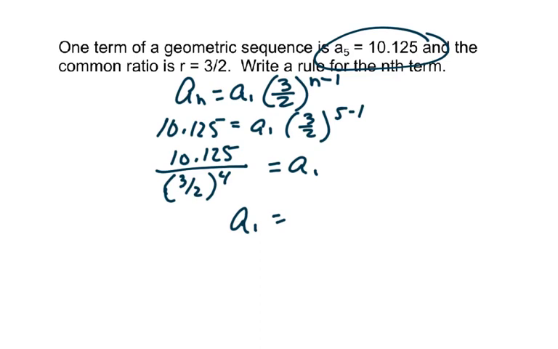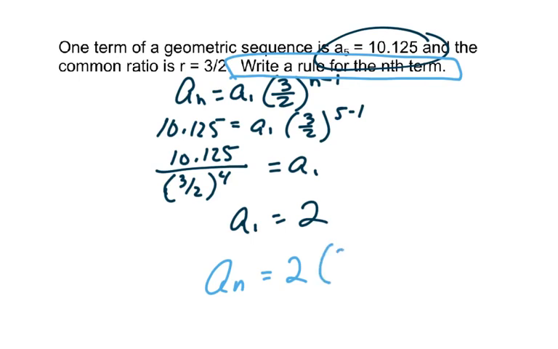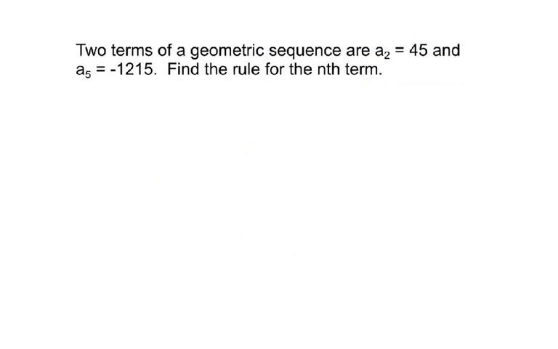And we get 2. So to do what we're actually told to do, which is write a rule for the nth term, we have a sub n equals 2 times our r value of 3 halves to the n minus 1 power. Okay, last example.